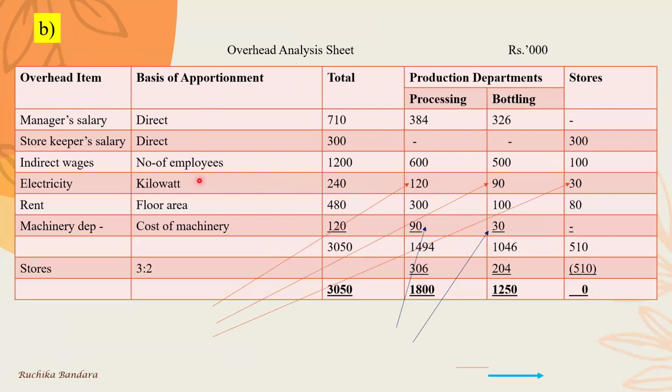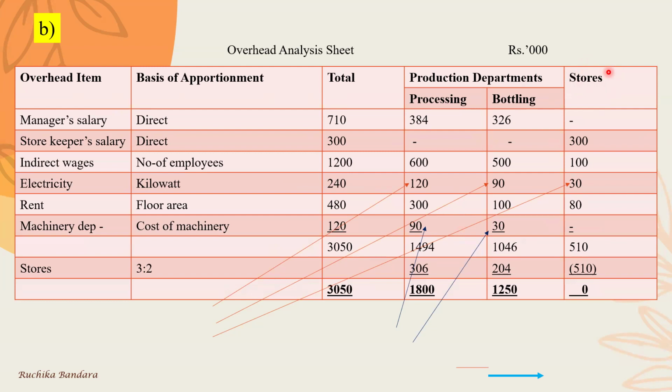Overhead item, basis of apportionment, the total amount, and here you have 2 production departments, processing and bottling, and the service department is 2. That is the format. Then, under that table, they have given description, total, processing department, bottling department, and stores. Production manager's salary, they have given directly for you. For processing department, 384, bottling department, 326.